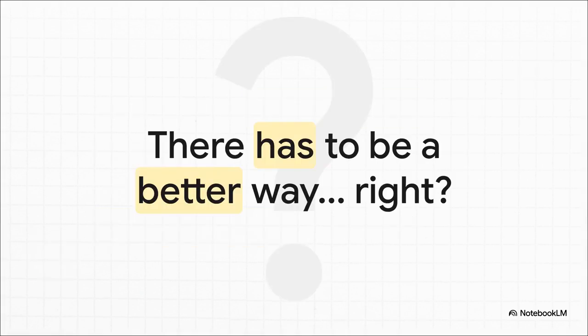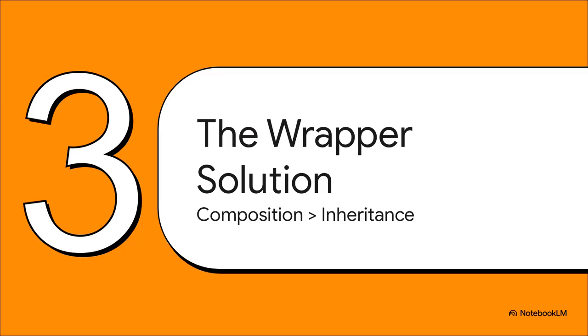And this is that moment of crisis. The inheritance approach is clearly not going to work. It's rigid, it's messy, and it's basically a dead end. We need a totally different way of thinking about how we add behavior to our objects. And this leads us to one of the most important principles in object-oriented design. Favor composition over inheritance. Instead of creating this rigid family tree of classes, we're going to build our functionality by, well, wrapping objects inside of other objects.